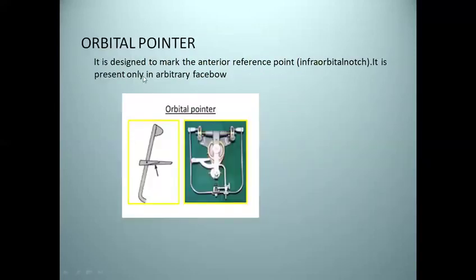Fourth is the orbital pointer. It is designed to mark the anterior reference point, the infraorbital notch. It is present only in arbitrary phase bore. As we can see, this is the orbital pointer. Then this orbital pointer is adjusted at the infraorbital notch of the patient, which is palpated through the skin. Then when we are transferring, this orbital pointer actually coincides with the orbital indicator of the articulator. So when these both flush at a point, then mounting is done.